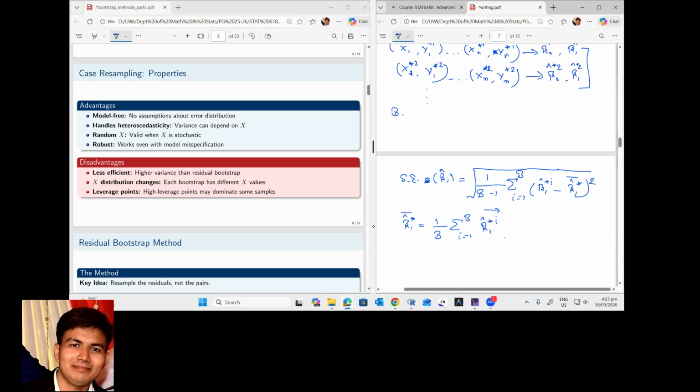Similarly, we can find the percentile confidence interval for beta naught and beta 1 by taking the 2.5th and 97.5th percentiles.